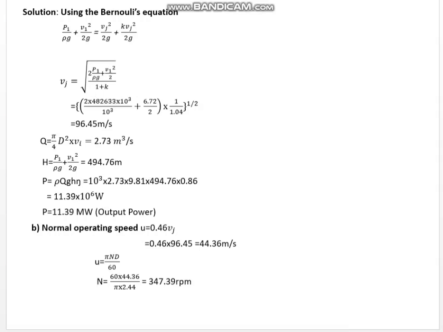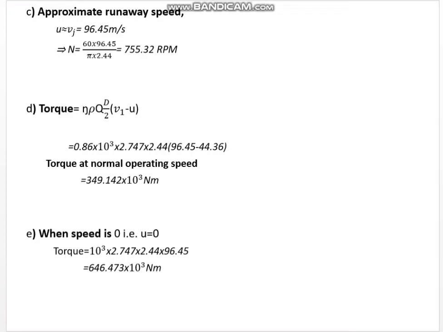Now, runaway happens when U is equal to Vj, which is equal to 96.45 meter per second. As in the previous formula, we just have to use Vj in place of U. So by doing the calculation, we found N is equal to 755.32 RPM.